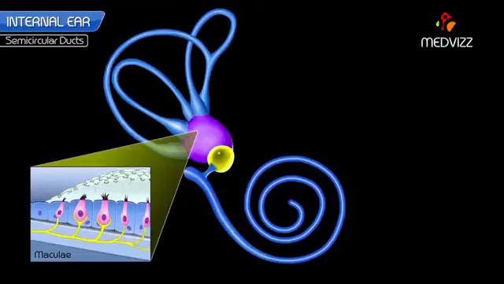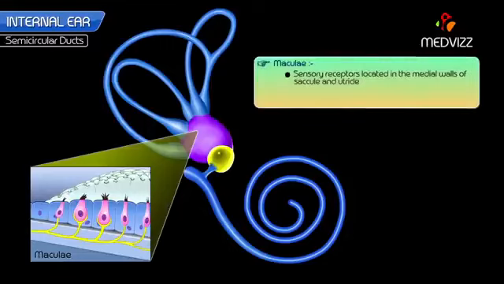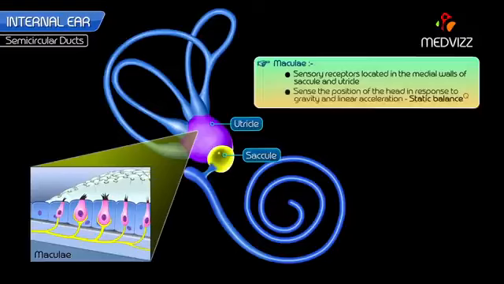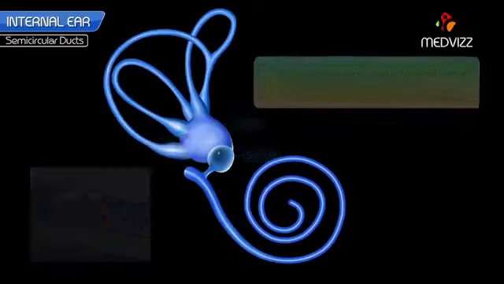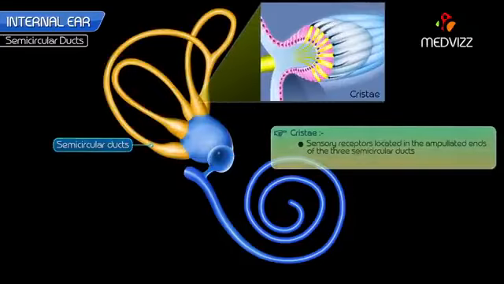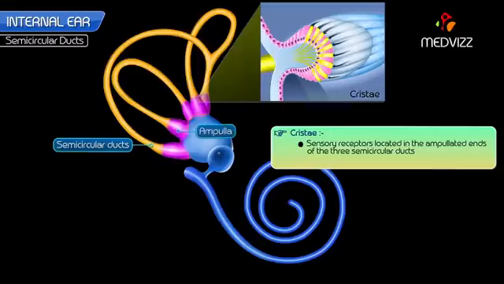Maculae. These are sensory receptors located in the medial walls of the saccule and utricle. They sense the position of the head in response to gravity and linear acceleration. This is known as static balance. Cristae. These are sensory receptors located in the ampullated ends of the 3 semicircular ducts. They respond to angular acceleration. This is known as kinetic balance.